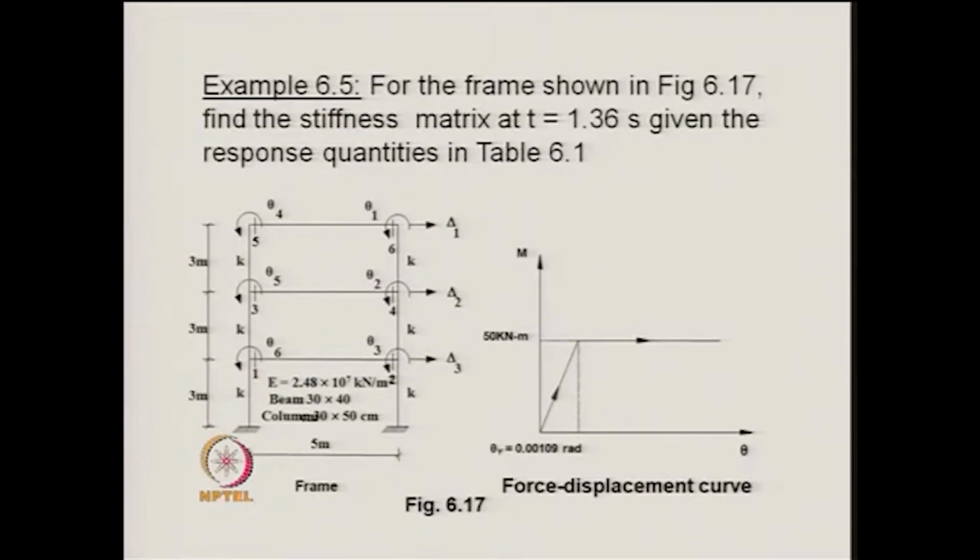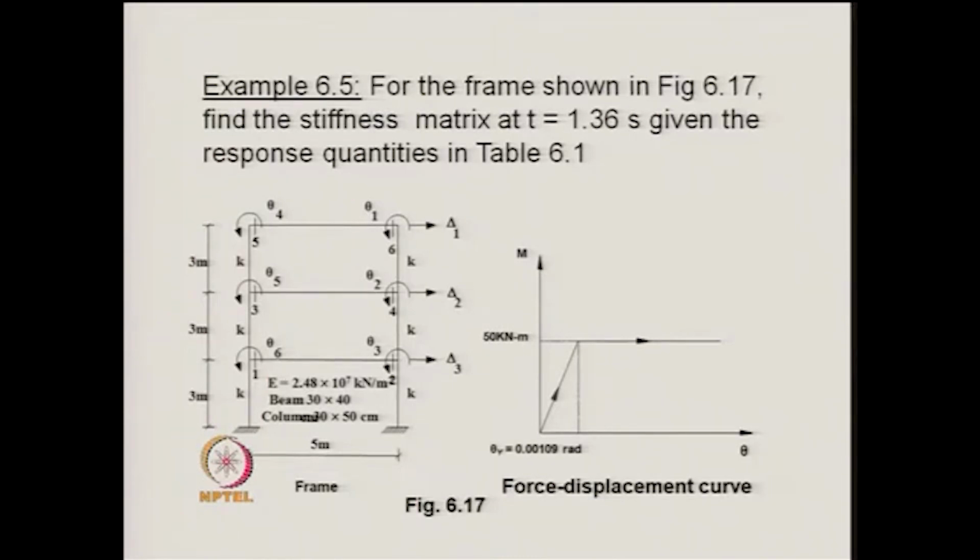Now, this is further explained with the help of this example over here. This is an example of a 3-story frame, and here we have got delta 1, delta 2, delta 3, these are the 3 sway displacements.